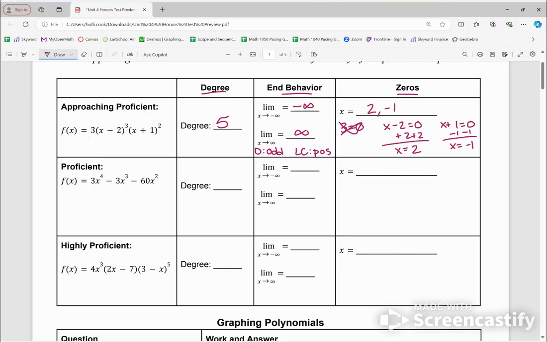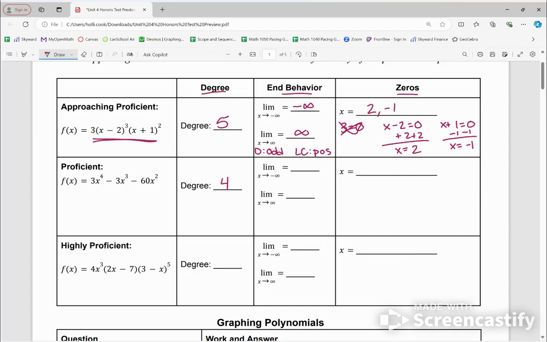All right, let's look at the proficient levels. So we have 3x to the 4th minus 3x cubed plus 60x squared. So our degree on this one, since everything's already multiplied out, it's not factored like the one we had up here, all we have to do is look at our highest exponent, right? So that one, our degree is 4.